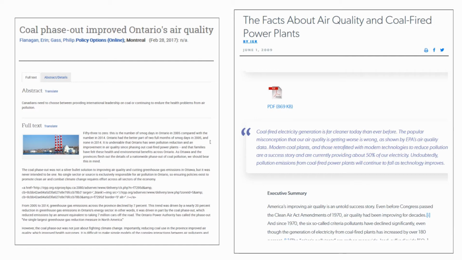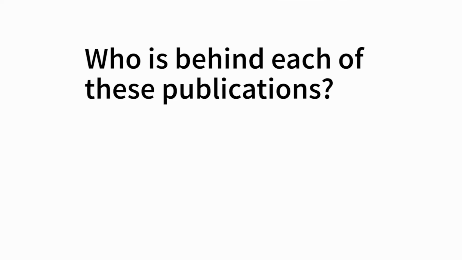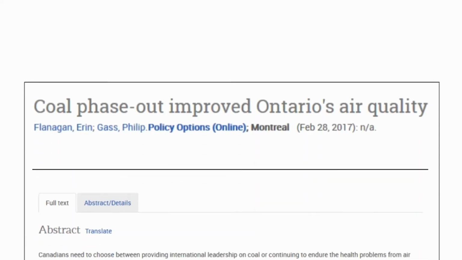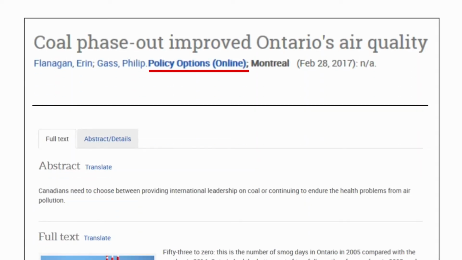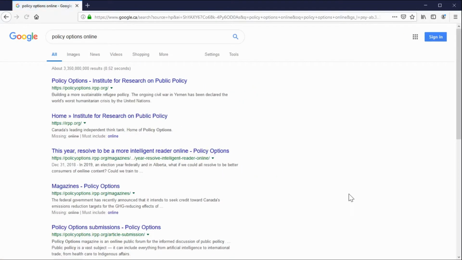But as an open-minded yet moderately skeptical researcher, you decide to dig a little deeper. Just who exactly are the folks behind these publications, and what is their purpose in writing them? Let's start with the source published by Policy Options Online. The name doesn't seem familiar, so let's try a quick Google search to see what other information we can find.